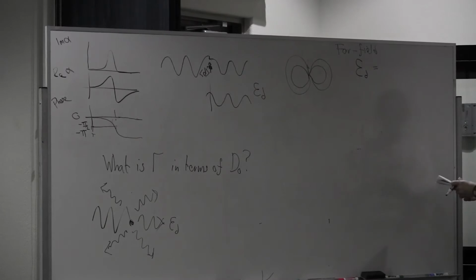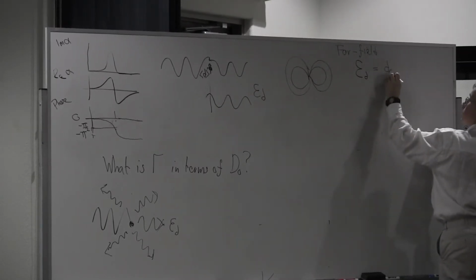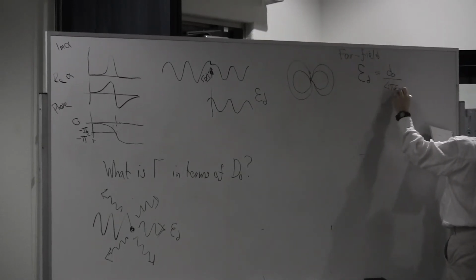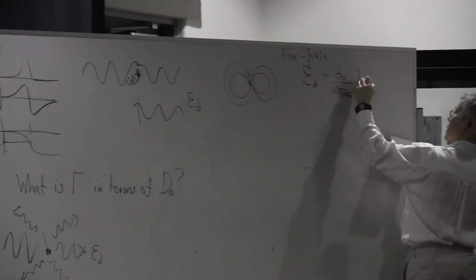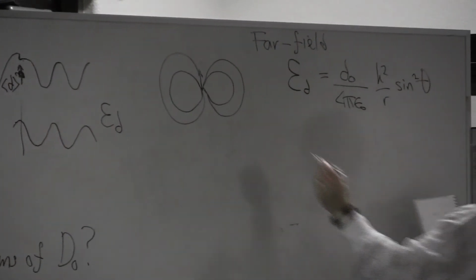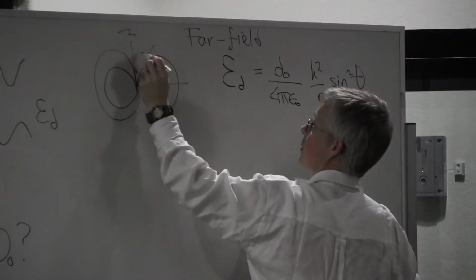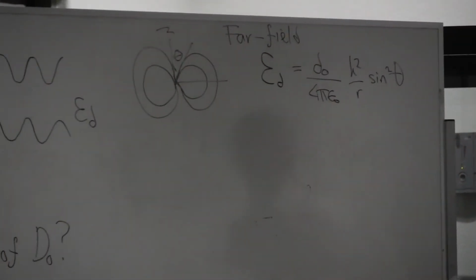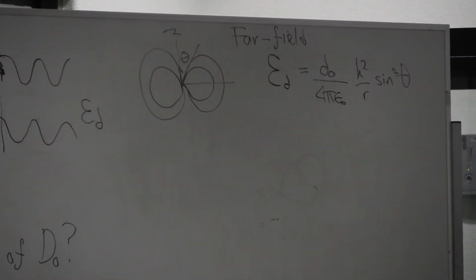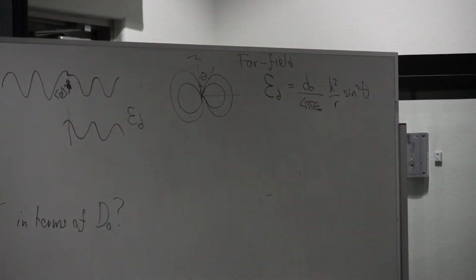So my far field radiation pattern looks like this dipole. This is the induced dipole, over 4 pi epsilon 0, k squared over r, sine squared theta, where theta is the angle relative to this z-axis. So that's the dipole field line. That tells me, if you like, the E dipole squared tells me something about the distribution of the scattered photons.